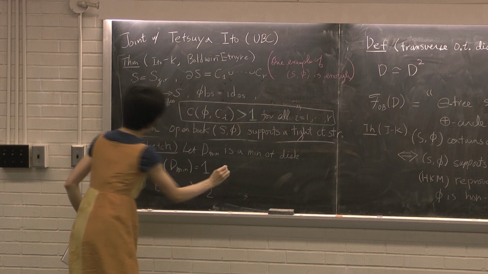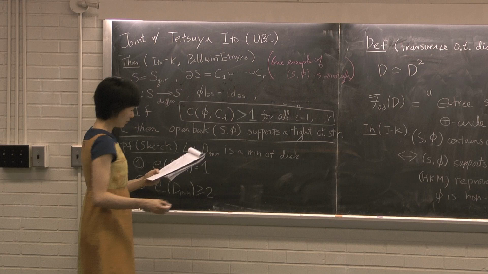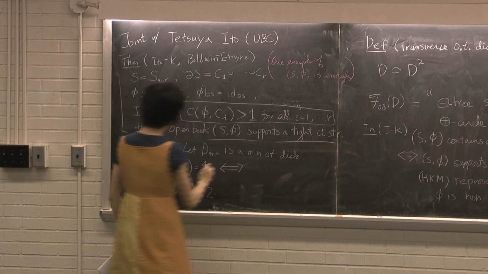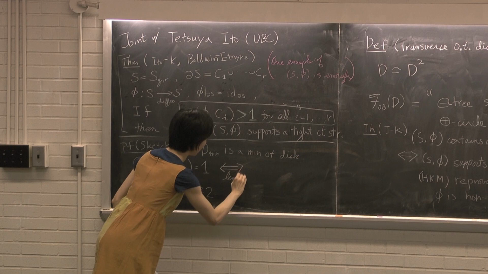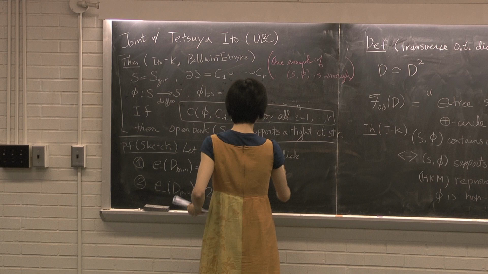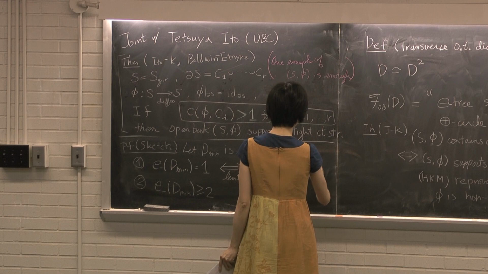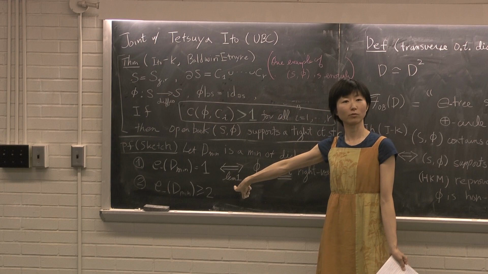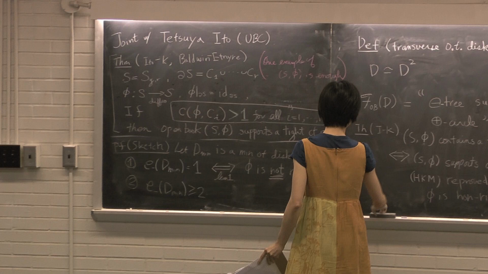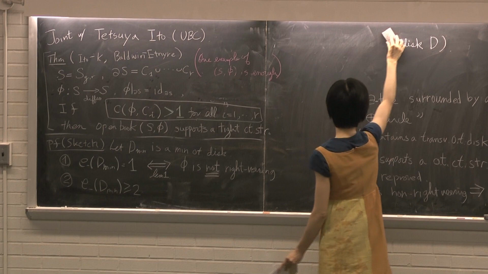We study them separately, and here I introduce three lemmas. So the first lemma is here: E minus of the minimal disk equals 1 if and only if phi is... To prove this lemma, I use open book foliation. The proof is non-trivial, so I don't have time to explain it.